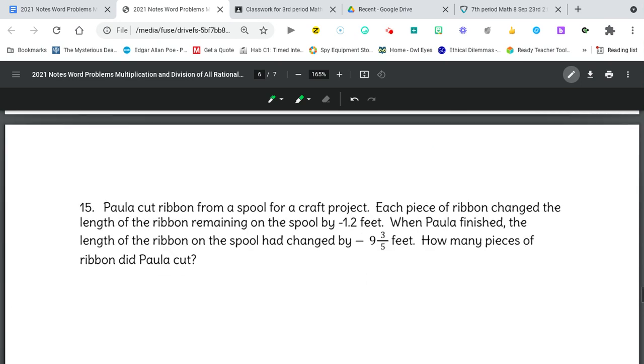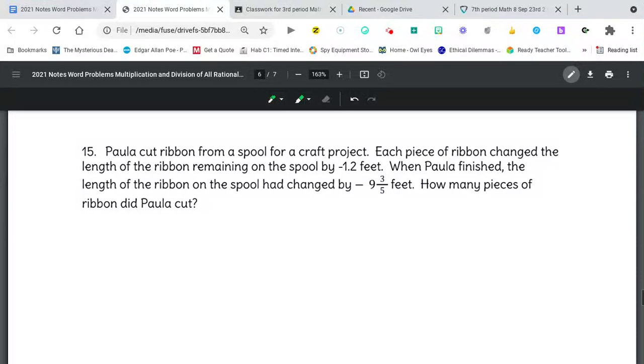Okay. So let's take a look at 15. Paula cut ribbon from a spool for a craft project. Okay, so you have those spools of ribbon, little circular things. Each piece of ribbon changed the length of the ribbon remaining on the spool by negative 1 2/10 feet. So every time they cut ribbon, they cut 1 2/10 feet off. Notice I didn't say cut negative 1 2/10 because cut means take away and negative means take away too. So I don't want to say it twice. It's kind of redundant. Okay.